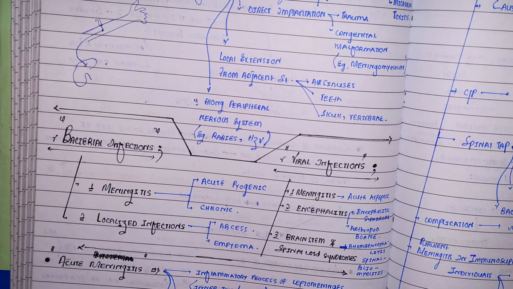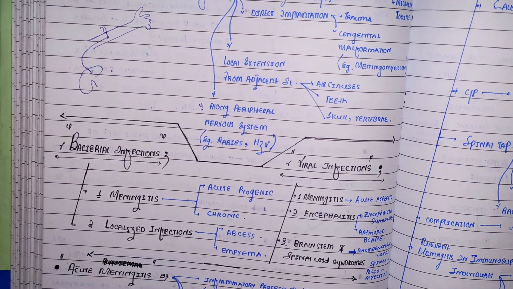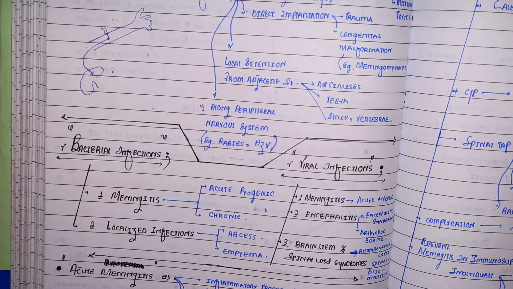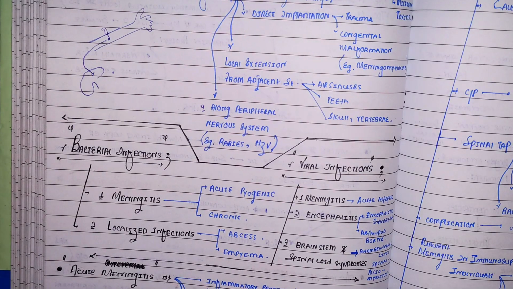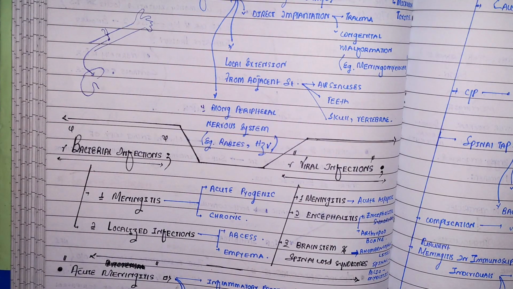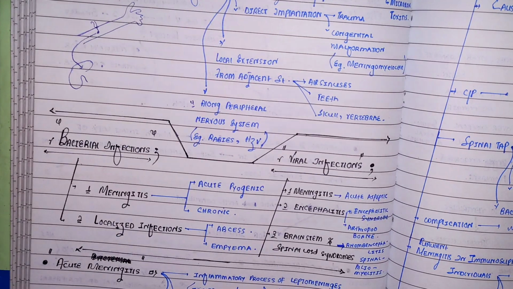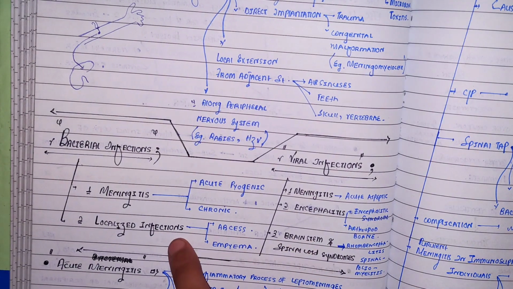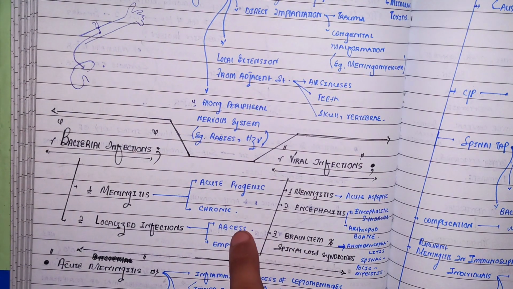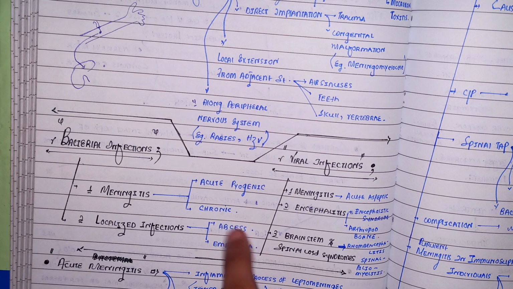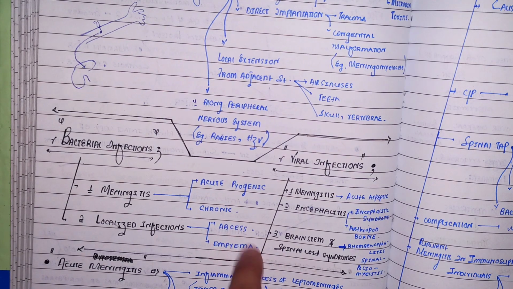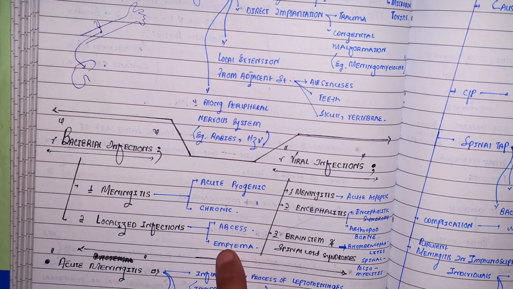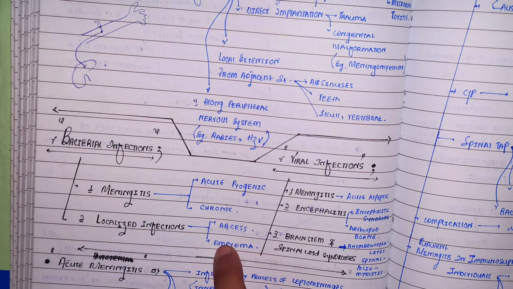The possible bacterial infections: a very important bacterial infection of the CNS is meningitis. It can be acute pyogenic meningitis, or chronic meningitis. Similarly, viruses can also cause meningitis, right? And the localized infections of bacteria include the formation of abscess, which is localized, and the formation of empyema in the meningeal spaces. We'll talk about all this in detail.